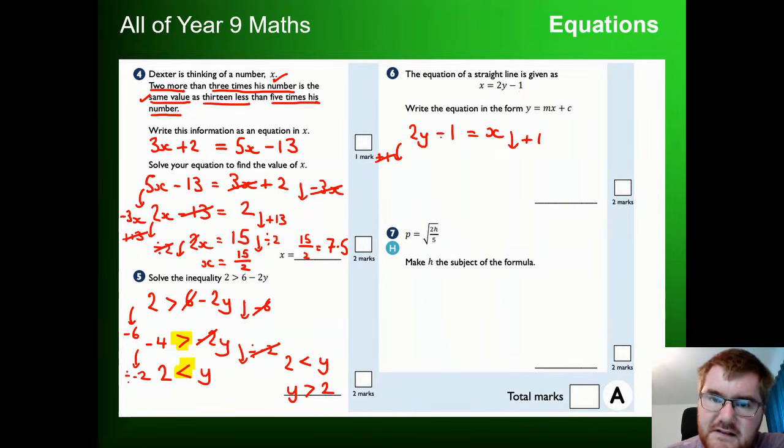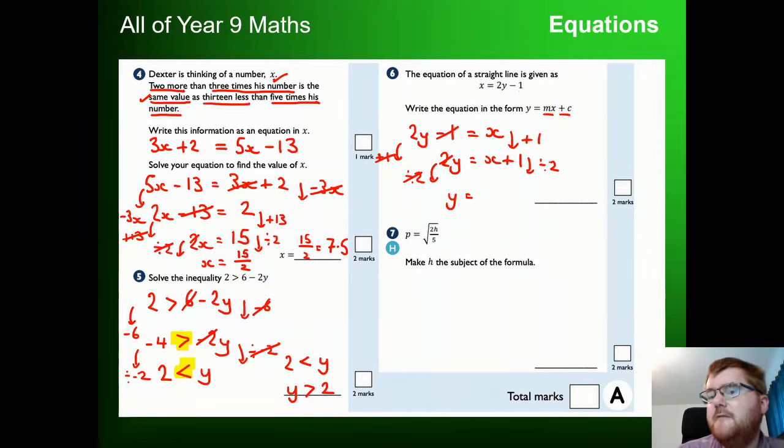If I do that, this cancels, leaving us 2y is equal to x plus 1. And now we have to get it in this particular form that they're looking for. So I'm still going to do the opposite of times by 2. That is divide by 2 on both sides. This cancels, leaving us y.